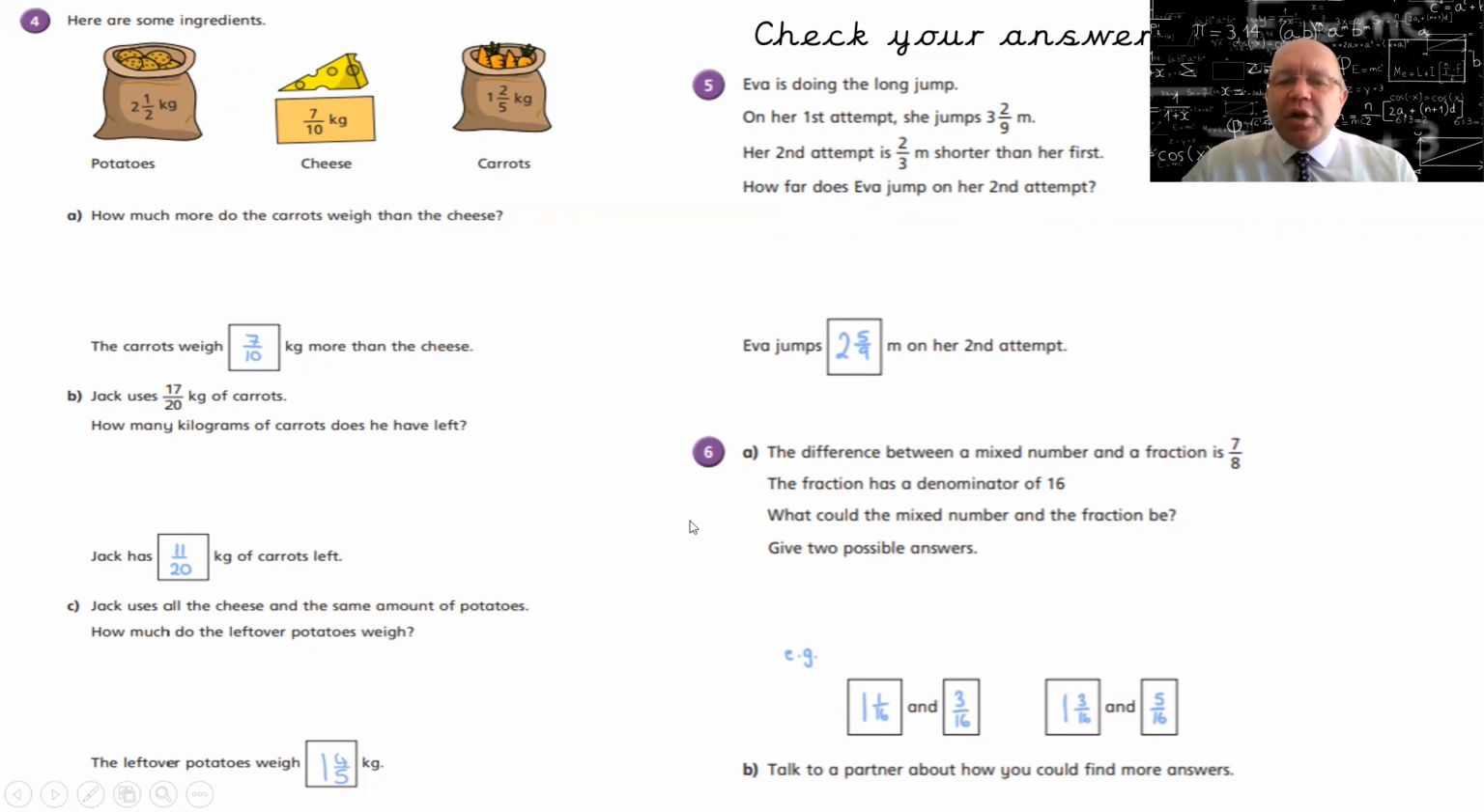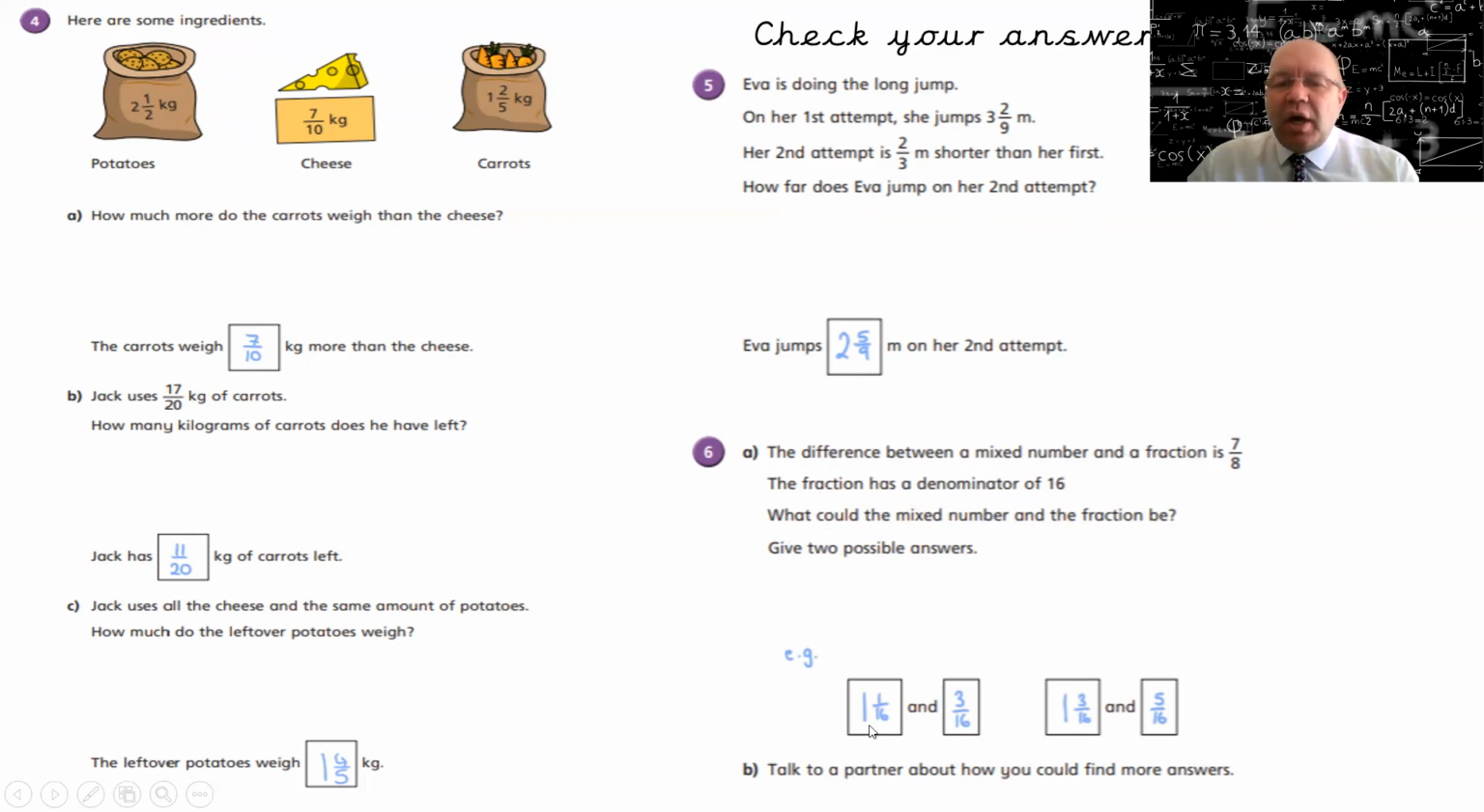And then finally, there's going to be multiple answers for this one, so I will take a look at your tapestry. The difference between a mixed number and a fraction is 7/8. So 7/8 is the answer. The fraction has a denominator of 16. What could the mixed number be and the fraction, to give two possible answers?